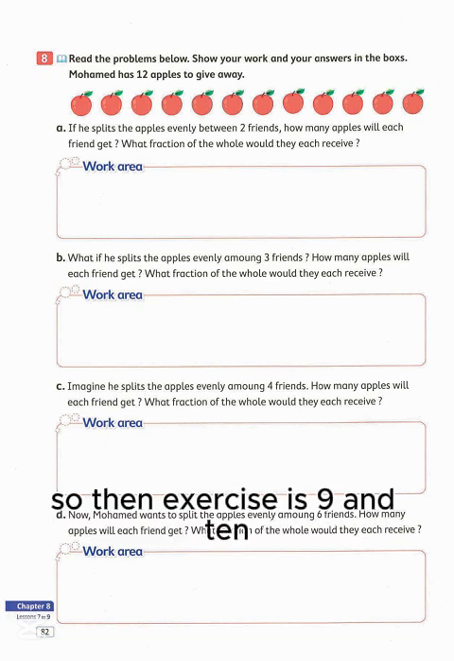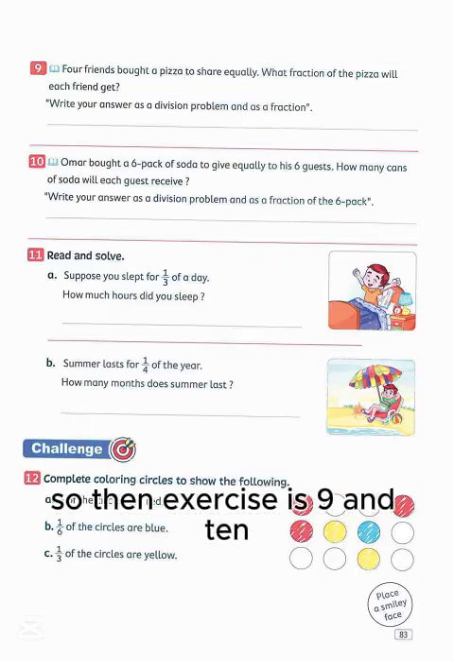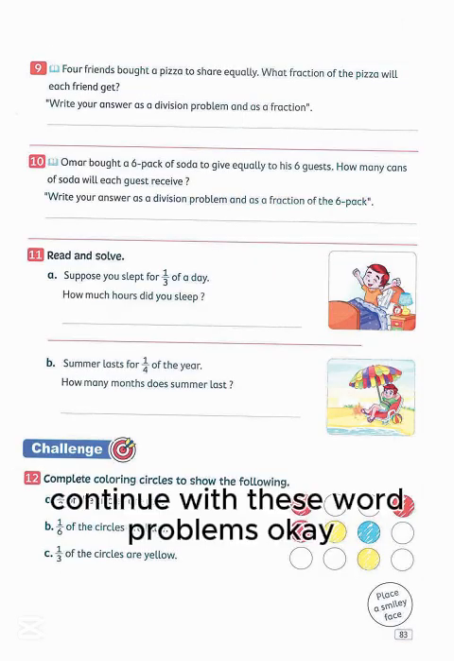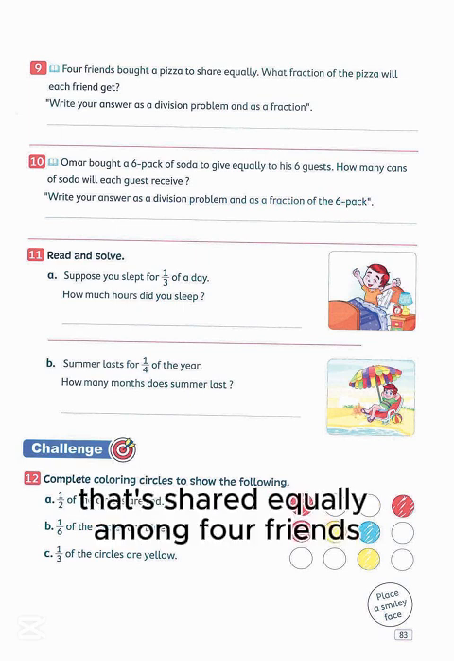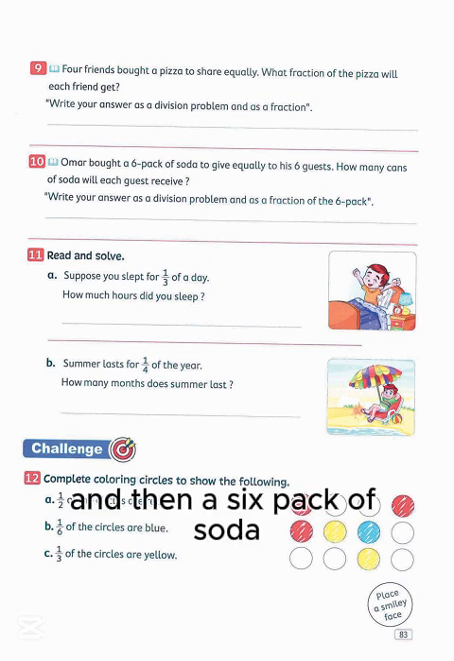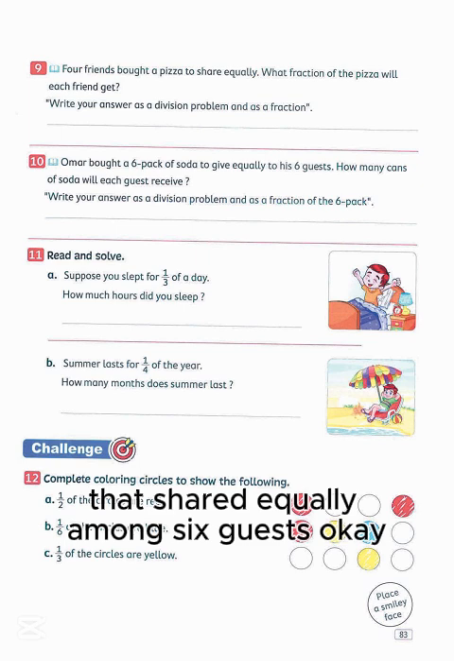So then exercises 9 and 10 continue with these word problems. This time we have a pizza. Yeah, everybody loves pizza. I know. That's shared equally among 4 friends, and then a 6-pack of soda that's shared equally among 6 guests.